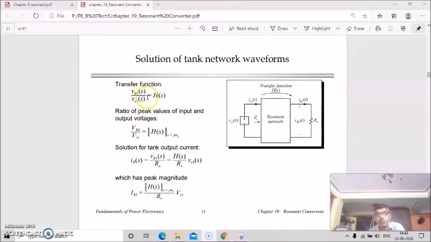vR1(s)/vs1(s) is the transfer function H(s), the ratio of peak values of input and output voltage. So at s = jω. The solution for the tank output current is the voltage divided by the effective resistance. If we put this vR1(s) value into H(s), it will be like this, which has a peak magnitude like this.